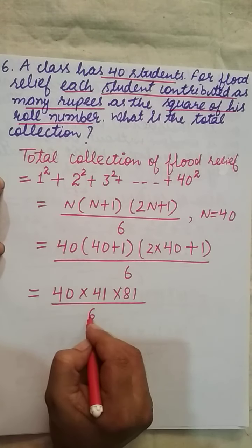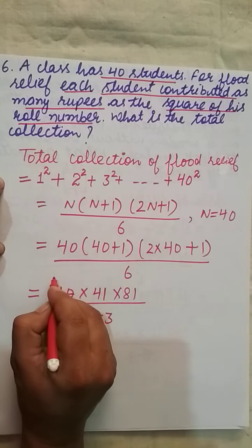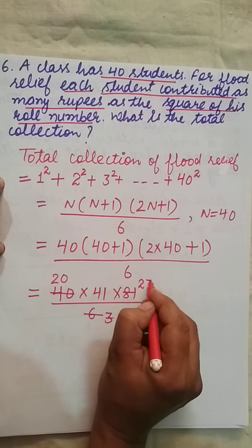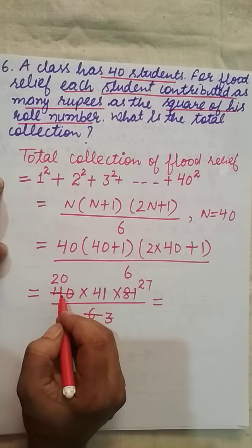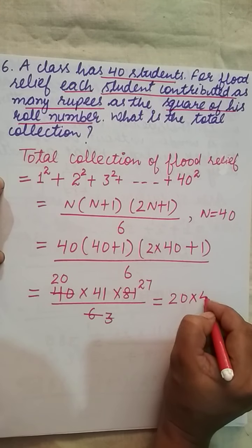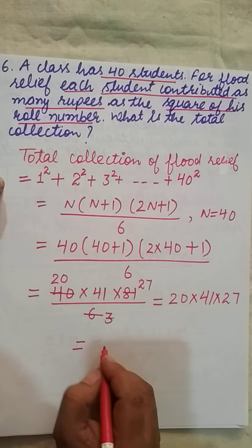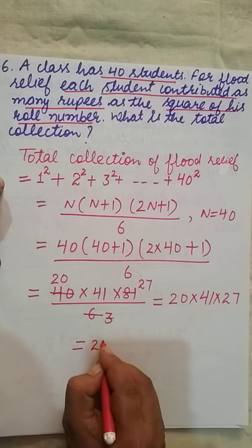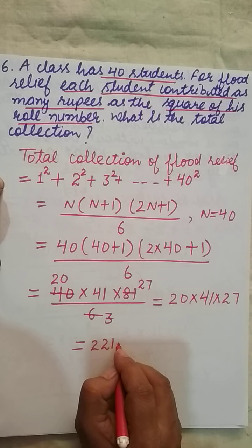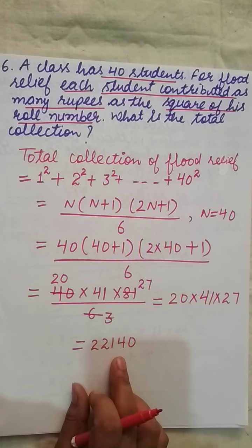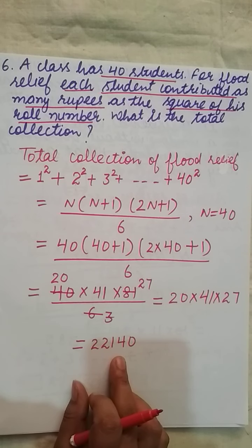Do the simplifications. 3 twos are 6, 20 twos are 40, 27 threes are 81. So 20 multiplied by 41 multiplied by 27 is equal to 22140. The answer is 22140. So students, this is all about chapter number 23, sum of squares of first n natural numbers.